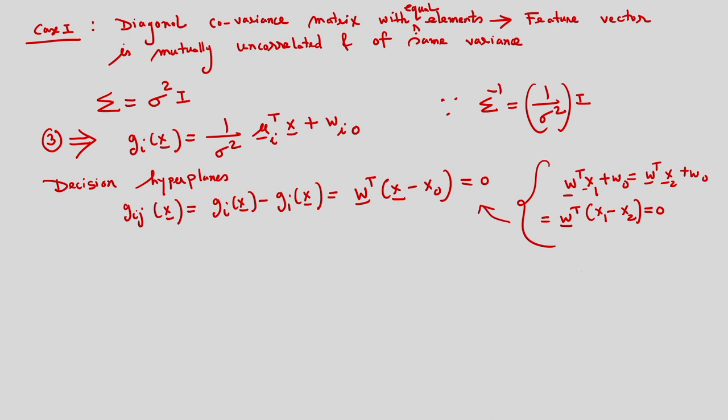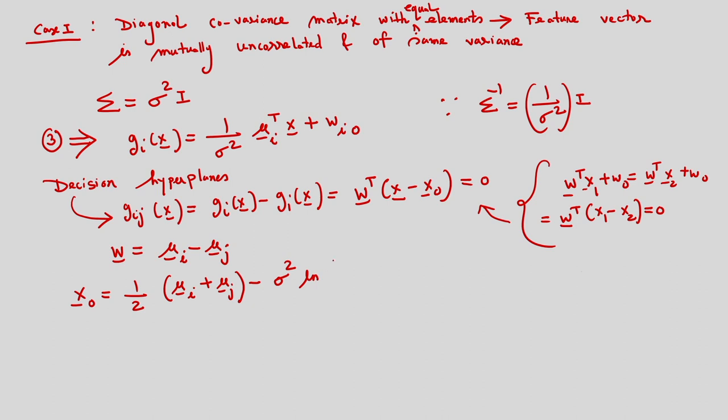I am applying this to get this one. So you can see I am getting the equation of the decision hyperplanes, and the weight vector is nothing but the difference between these two means, mu i and mu j. And also, what is x naught? X naught is a point actually. X naught is nothing but 1/2 (mu i plus mu j) minus sigma squared ln, divided by (mu i minus mu j). So this is x naught.